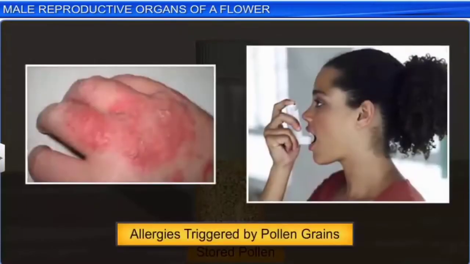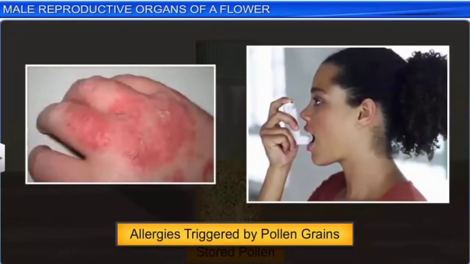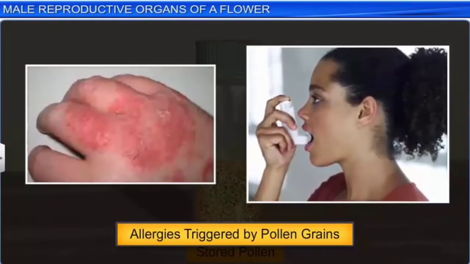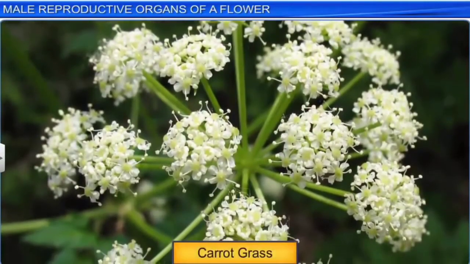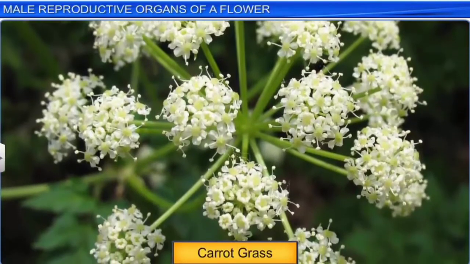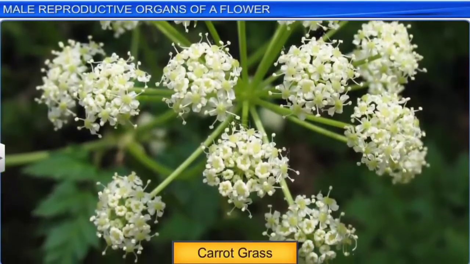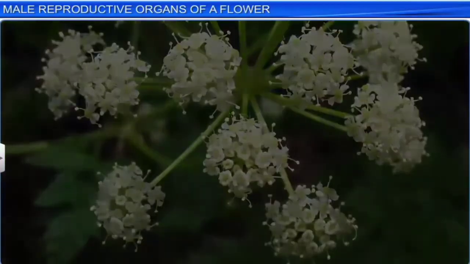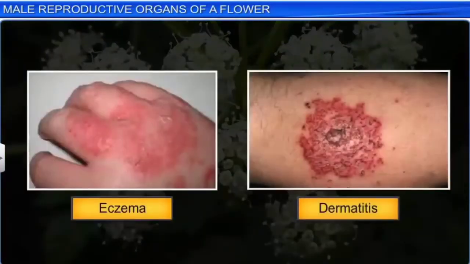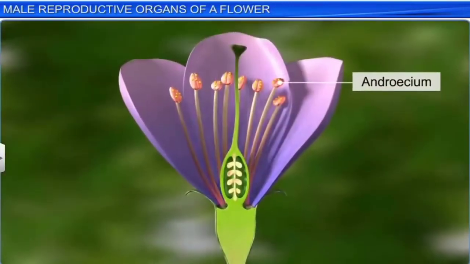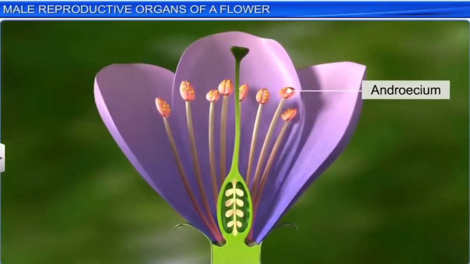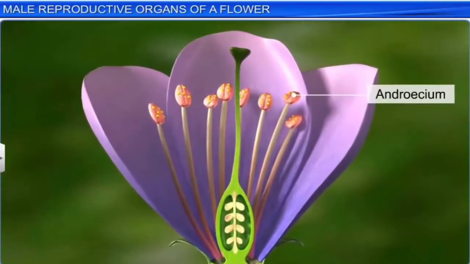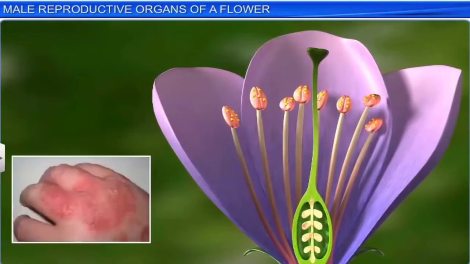Pollen grains, however, can trigger allergies in some people and can cause asthma and bronchitis. In fact, the weed carrot grass or Parthenium hysterophorus and its pollen, found in non-cultivated lands in Punjab, causes allergies such as eczema, dermatitis, and other skin diseases. Pollen, formed inside the stamen, plays an important role in plant propagation and also serves as a source of nutrition, although in some cases it may trigger allergies.